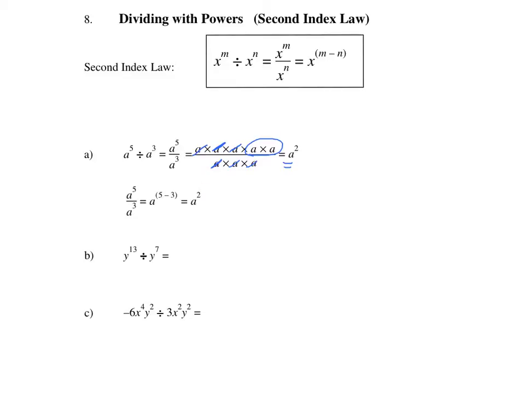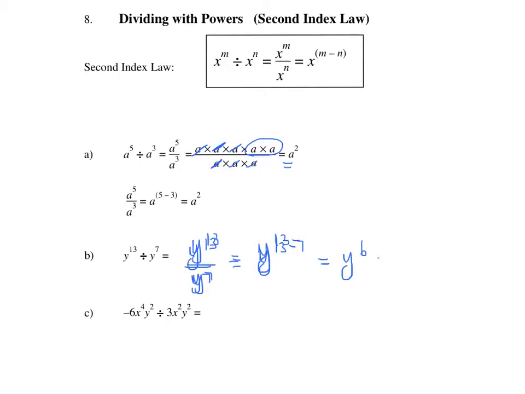So for the next one, it's y to the power 13 divided by y to the power 7, which is y to the power 13 minus 7, y to the power 6.